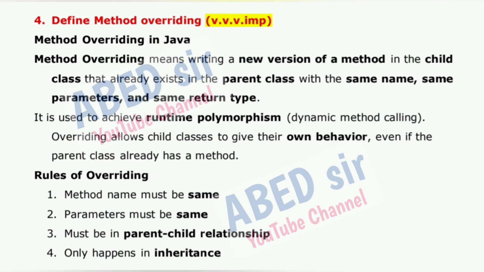Rules of overriding. 1. Method name must be same. 2. Parameters must be same. 3. Must be in parent-child relationship. 4. Only happens in inheritance.